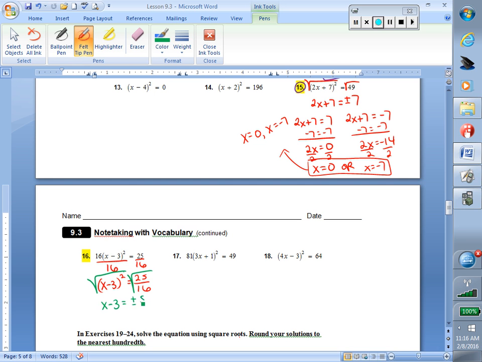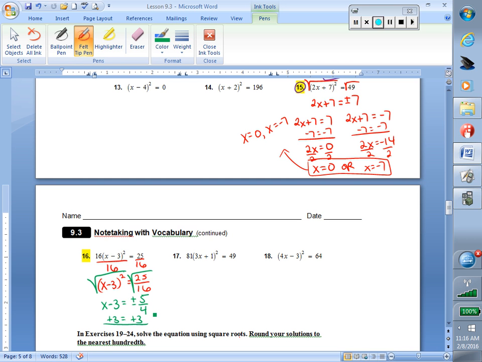Square root of 25 is 5. Square root of 16 is 4. Make a little less work for yourself. Granted, yes, you could put that in the calculator and you would get your 1.25. But this is even quicker. So now when we go to finish solving, we are going to add our 3 over.